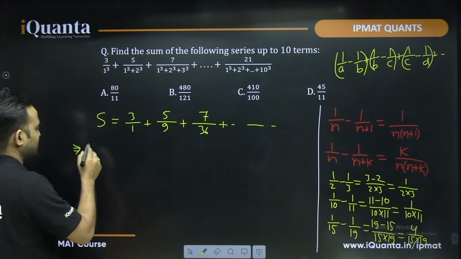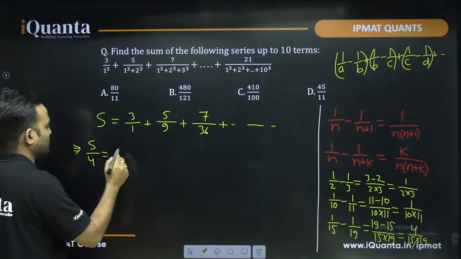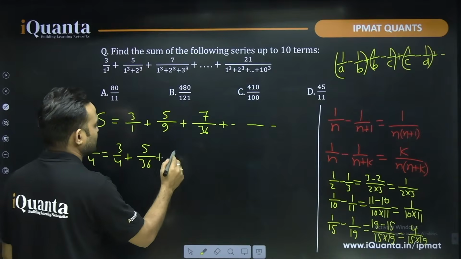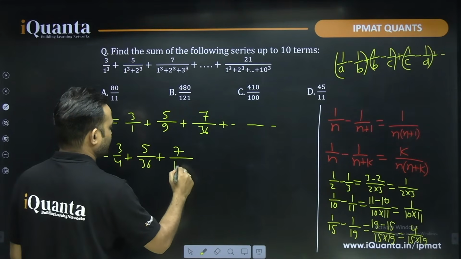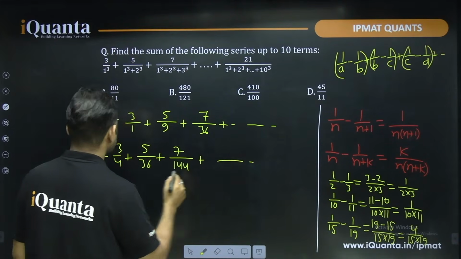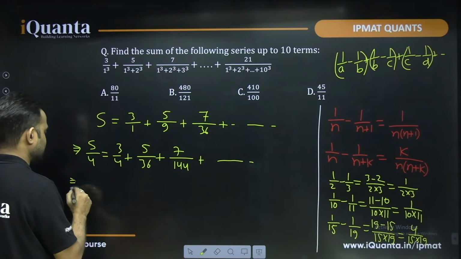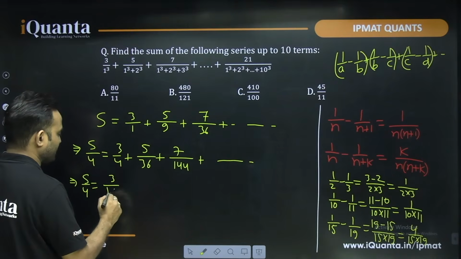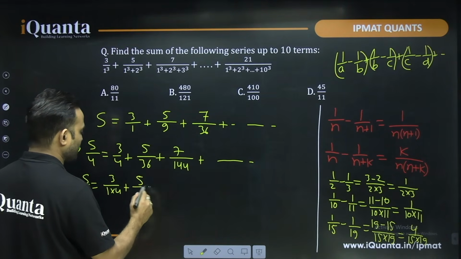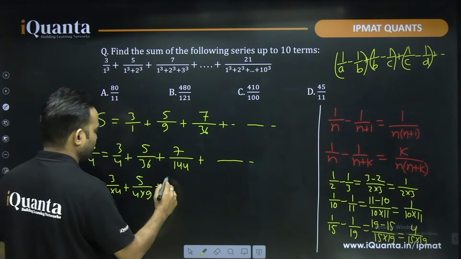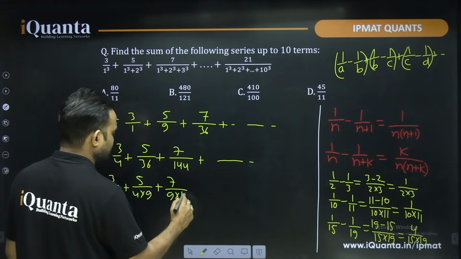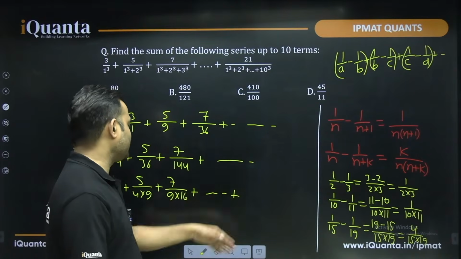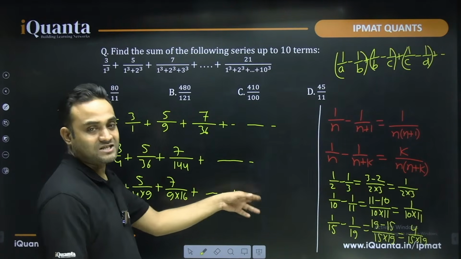Can I say that s upon 4 will be equal to 3 by 4 plus 5 by 36 plus 7 by 144 and so on. Now this can be written as s by 4 can be written as 3 upon 1 into 4 plus 5 upon 4 into 9 plus 7 upon 9 into 16. Now can you see what will be the last term? Can anyone tell me that? What will be the last term?